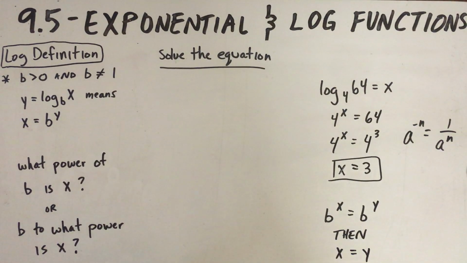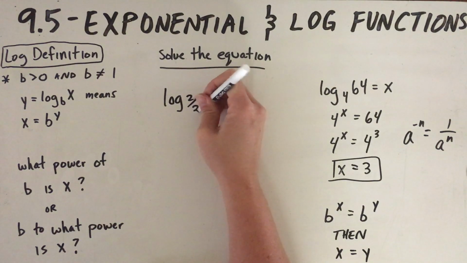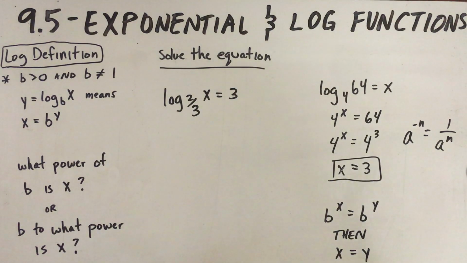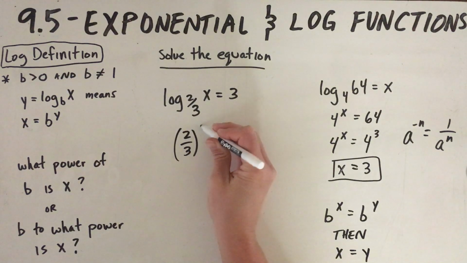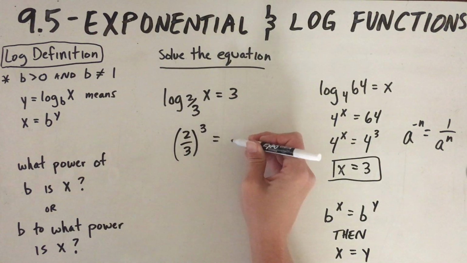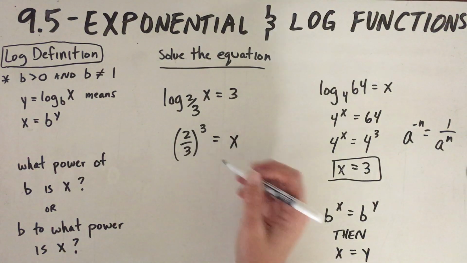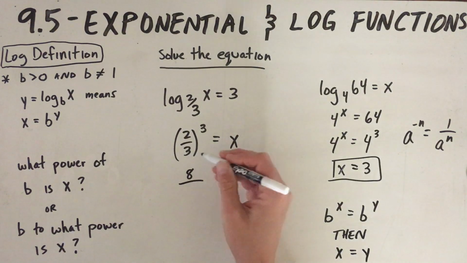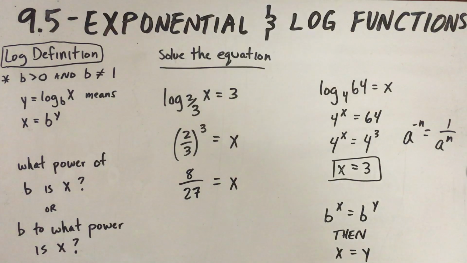Let's do log base 2/3 of x is 3. Okay, again, so what is this asking? Well, this is saying that 2/3 raised to the 3rd power is equivalent to the value of x. Remember, the base stays the same and I'm just switching x and y. Well, 2/3 cubed is 2 times 2 times 2 on top, which is 8, over 3 times 3 times 3 on bottom, which is 27. So the value for x here is 8/27.